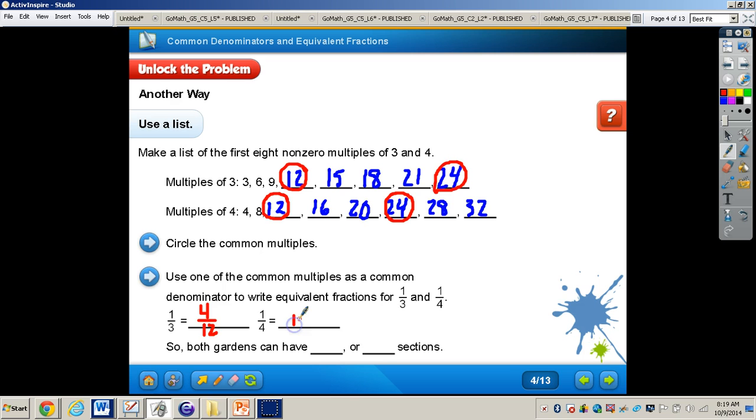Okay, so that denominator again is going to be 12. We need to think about what we do to 4 in order to make it a 12. We multiplied by 3, so you have to multiply the numerator by 3 as well.